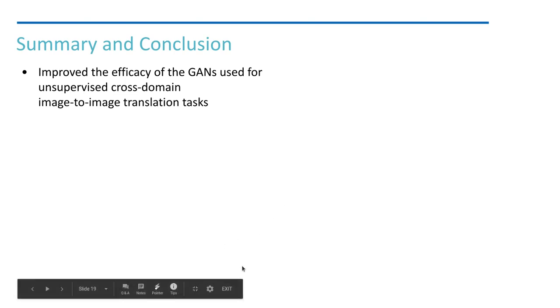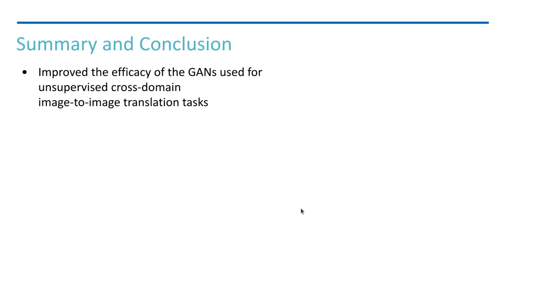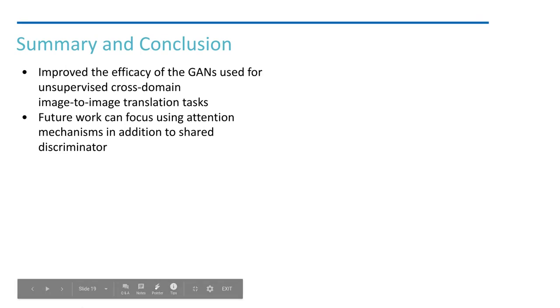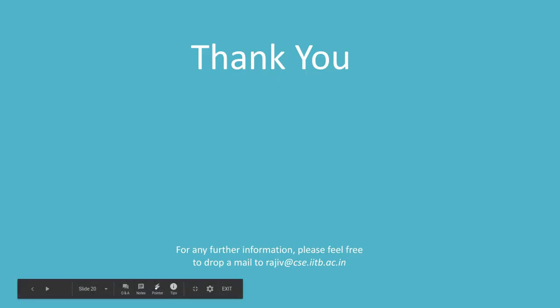By introducing a novel shared discriminator setup, we improved the efficacy of the GAN used for unsupervised cross-domain image-to-image translation tasks. Also, we empirically demonstrated the effectiveness of our method on image transfiguration tasks and reported the qualitative and quantitative results on two datasets. Also, an ablation study was conducted to study the efficacy of the network's training objectives and architecture. Future work can focus on using attention mechanisms and patch-wise correspondence between the images. Thank you.